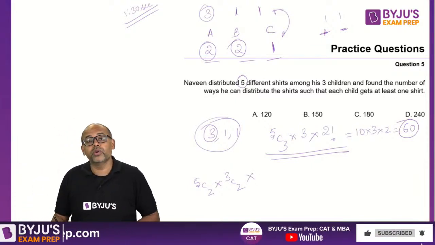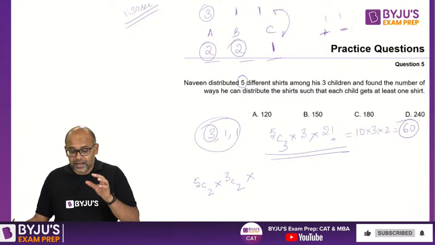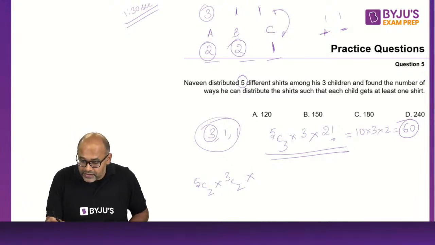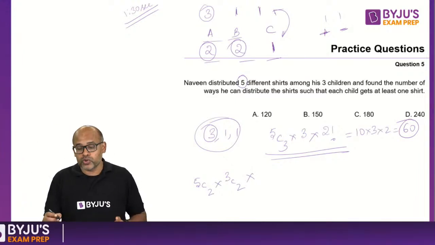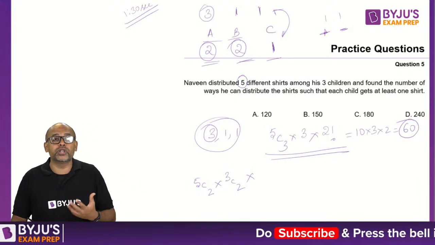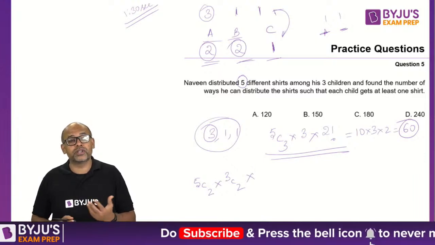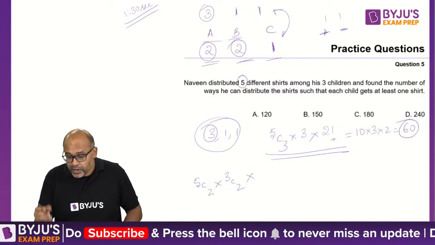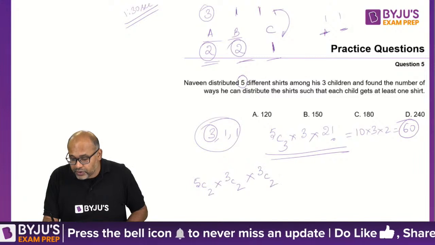Now what I will do is these 2 groups. So now it's like this. 2 people I will choose and I will give these 2 groups. Which 2 people should get 2 shirts each? I'll have to first choose 2 people. So I will choose 2 people in 3C2 ways.